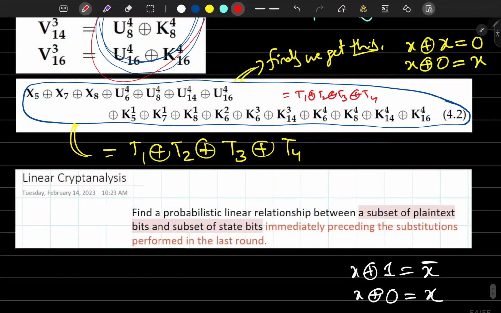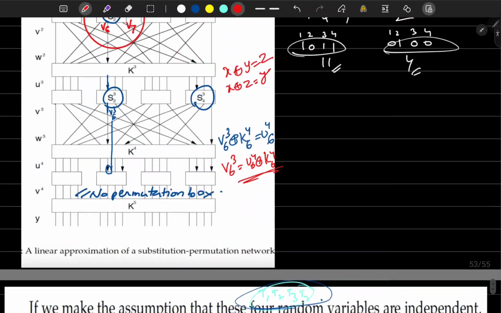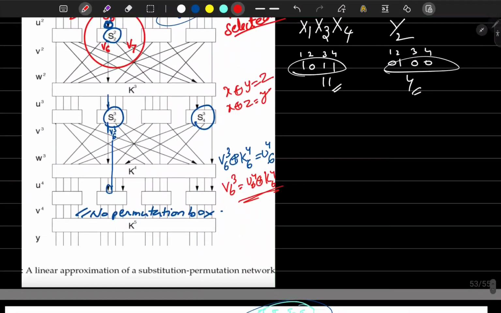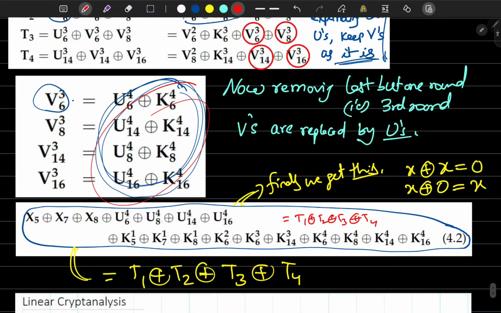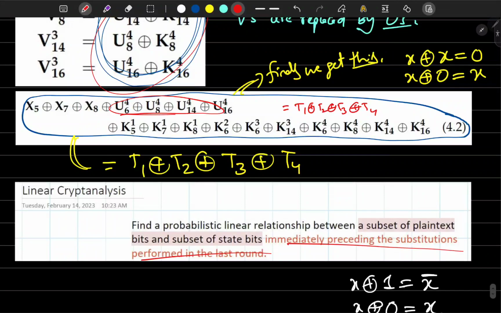Okay. Happy? So let's see the linear cryptanalysis definition. Linear cryptanalysis is nothing but a relation between a subset of plaintext bits and the subset of bits immediately preceding the substitutions performed in the last round. So the last round here is what these values refer to. So this is what we have found, right? All these values are a relationship between the subset of plaintext and these things.